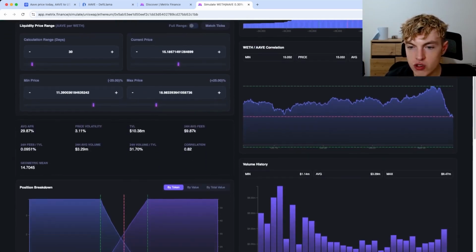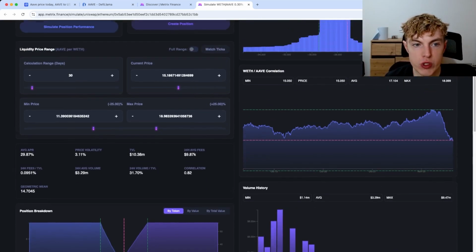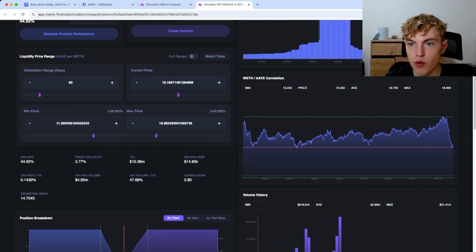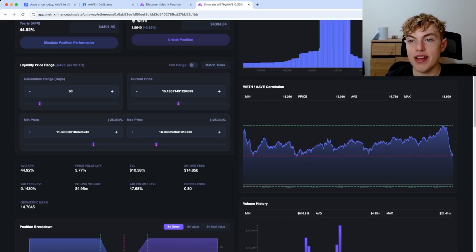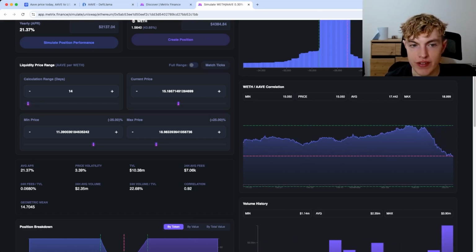We can see early October it had very high volume. Now it's a bit less, but it's still having over $1 million in volume a day. We can zoom out our calculation range to the last like 60 days and see more data for the correlation chart and the volume history. You can see here October 3rd it had a $21 million volume day, and to try to get the most accurate simulated return at the moment, I'm going to set my calculation range to like 14 days. You could even go closer.